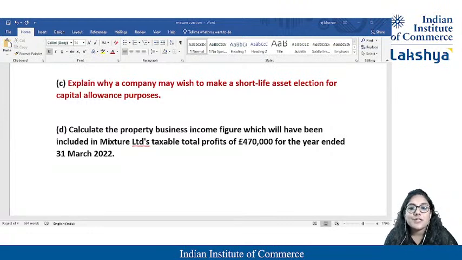So yeah, a short life asset will be elected, like we have to take the benefits and get the written down value within the 8 years after purchasing for 1 year. Yeah. So that is something which we have to show.